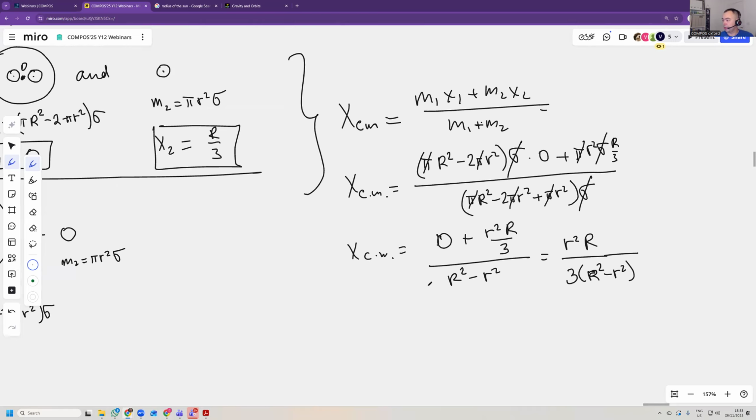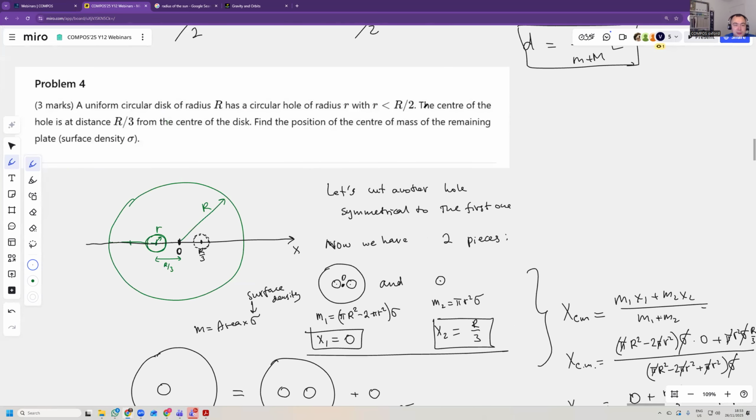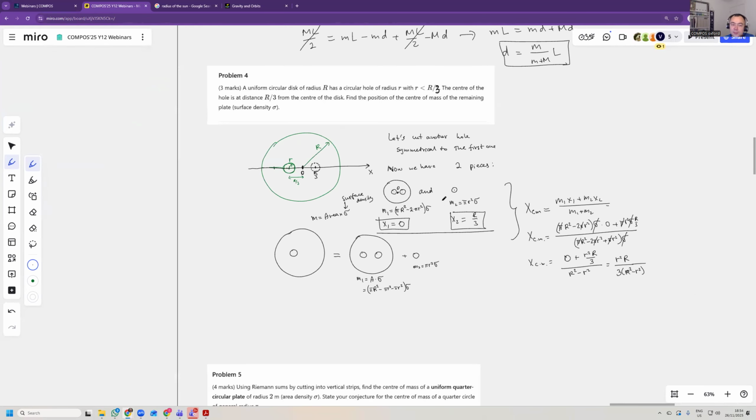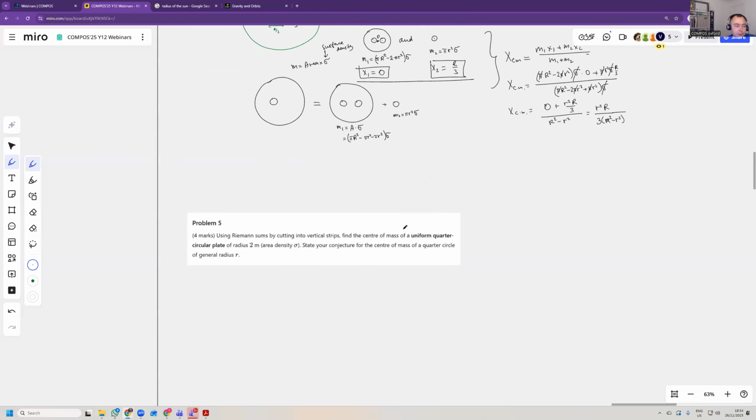What if the hole is too big and there's an intersection between the imaginary hole and the actual hole? Well, not in this case. If that would be the case, then yes, it would be a more complicated area. I meant to say R over 3. And in the assignment, you will have R over 2.